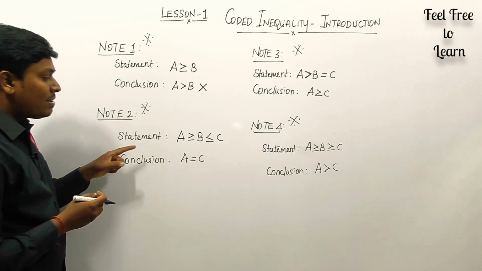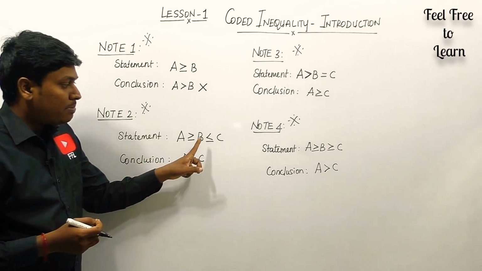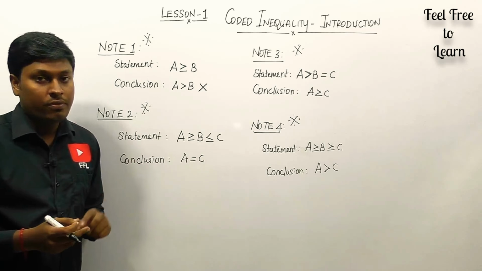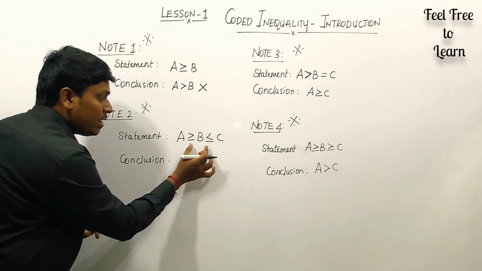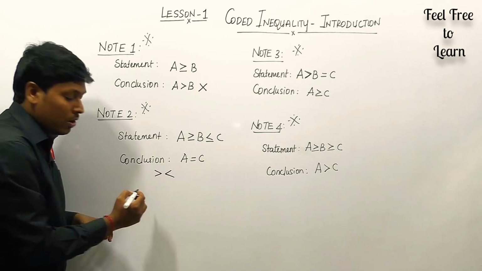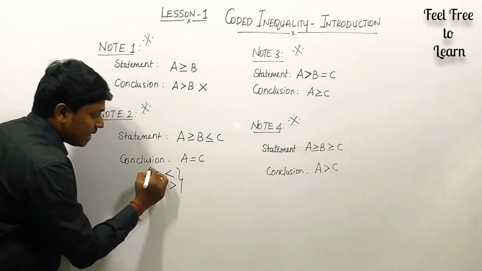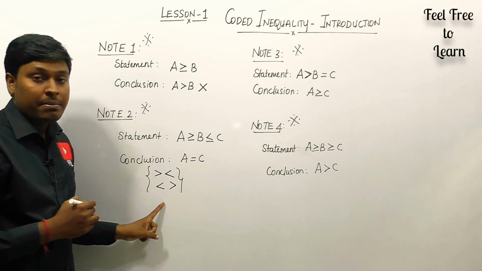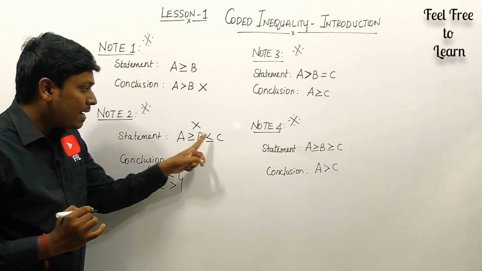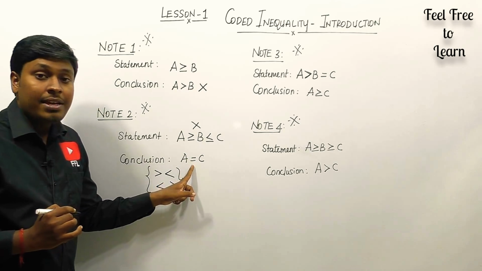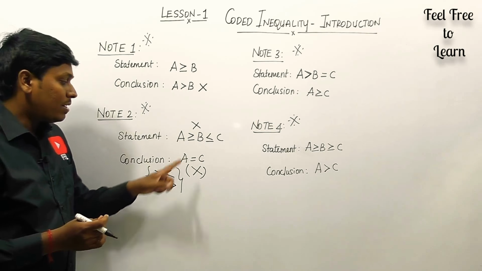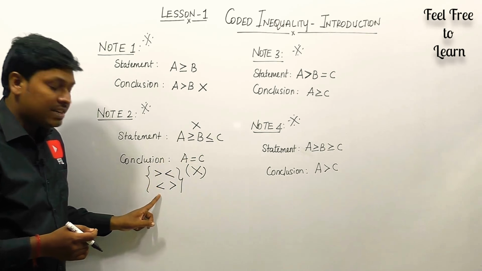So note number 2. Here the statement is A greater than or equal to B, B less than or equal to C. And now they are asking whether the conclusion A equal to C is true or false. Friends, listen carefully, even though equal to is common, while comparing, if you find 1 greater than, 1 less than, or 1 less than, 1 greater than, again and again I am saying this concept, then definitely a relationship cannot be established. So while comparing, we got 1 greater than, 1 less than, but the conclusion says A equal to C is true or false. So we can definitely say that it is false. We can't find the relation between A and C if this condition occurs.